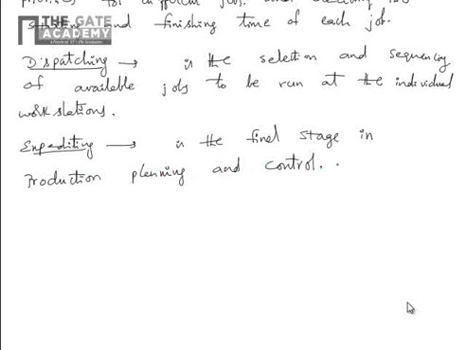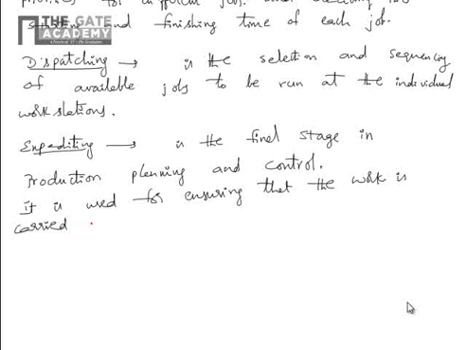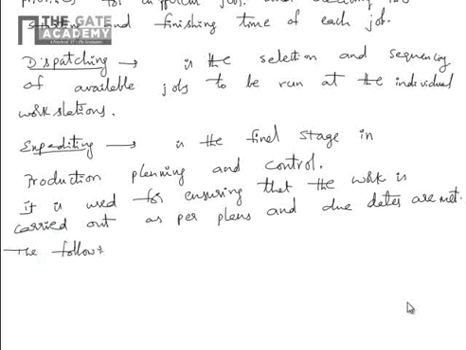It is used for ensuring that the work is carried out as per plans and due dates are met. So the main objective is to arrest the deviations from plan. Another objective is to integrate the different production activities to meet the production target. The following activities are done in the expediting phase. So the following activities we need to check in this phase.